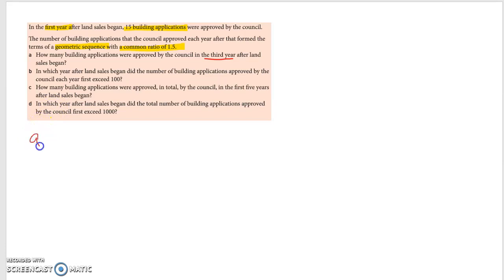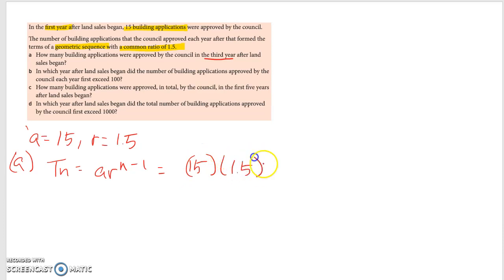So we know that the first term, that's the building applications of the first year, is 15, and we also know that the common ratio here is 1.5. Therefore, if they are asking us for the building applications in the third year, that's going to be T3. But let's write down the general rule first. For a geometric sequence, that's going to be a r to the power of n minus 1. So that's going to be 15 multiplied by r, which we know as 1.5, to the power of n minus 1. Since we want building applications in the third year, that's going to be the third term, and we are going to substitute n with 3 minus 1.